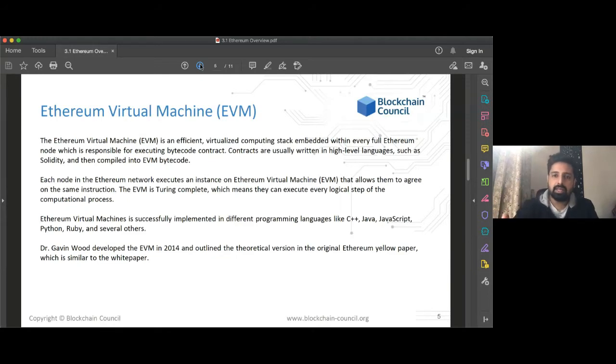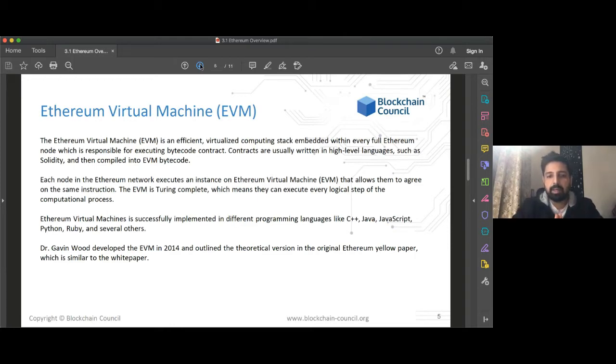The coding language for Bitcoin is Turing incomplete. If I have to explain this in layman's terms, it refers to looping. You can write loops, whereas in Bitcoin, you cannot write loops. It gives you the power to write loops.